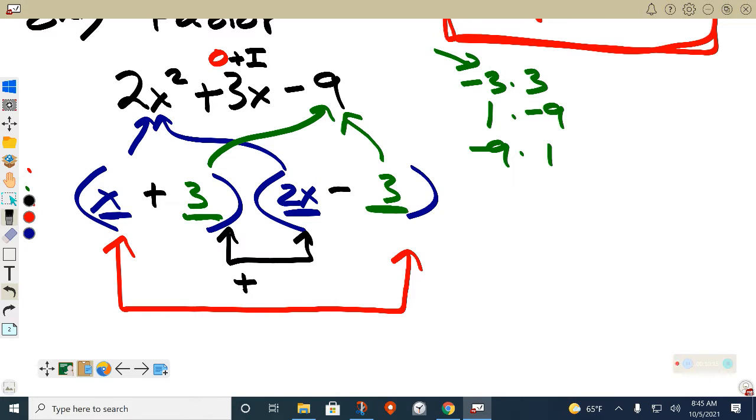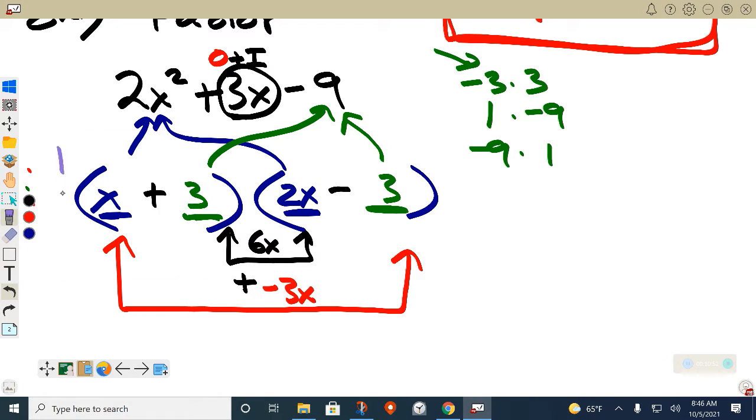Let me start with the first again. FOIL. First, x times 2x is 2x squared. That's done. Outsides plus insides. Outsides is negative 3 times x, which is negative 3x. 3x times 2x is positive 6x. I'll put that in black. 6x plus negative 3x is 3x. And then the 3 times negative 3 is negative 9. We're rocking and rolling. We found our factors, ladies and gentlemen.